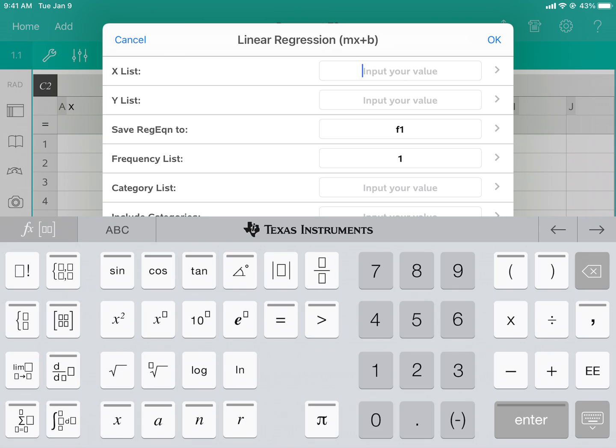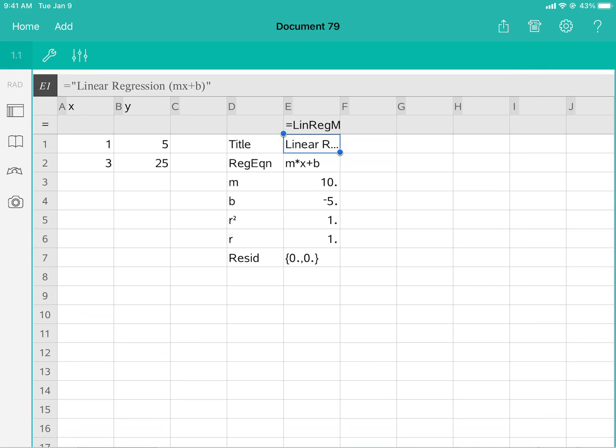Okay, I go to menu, statistics, stat calculations, linear regression, mx plus b. For my x list, I type in x. For the y list, we type in y. You hit OK. Life is good. Tells me my slope is 10. My y-intercept, b, is -5.